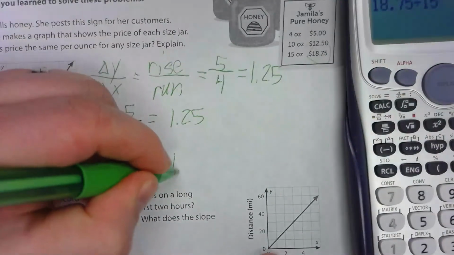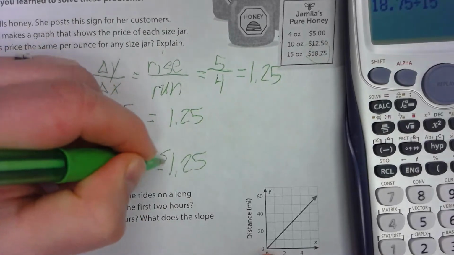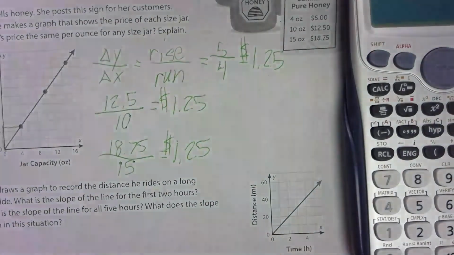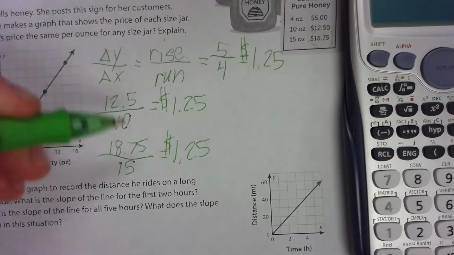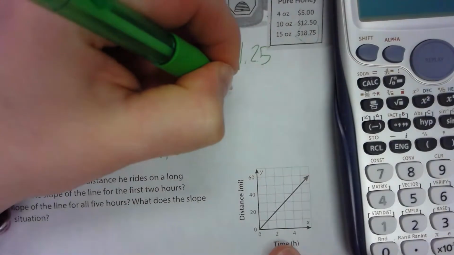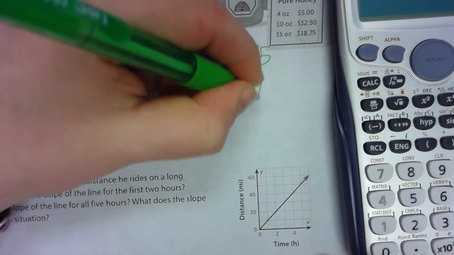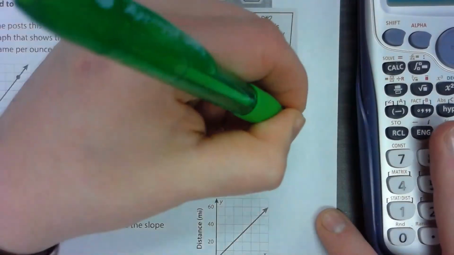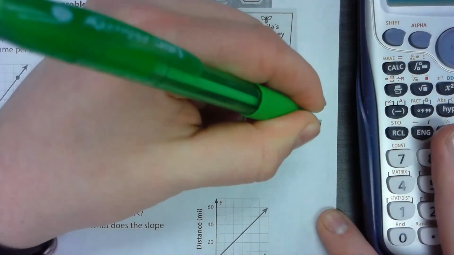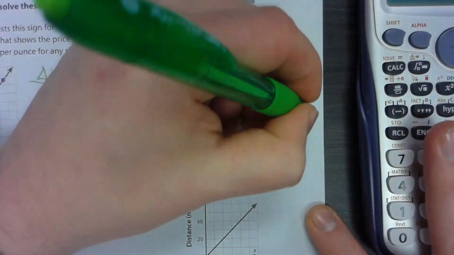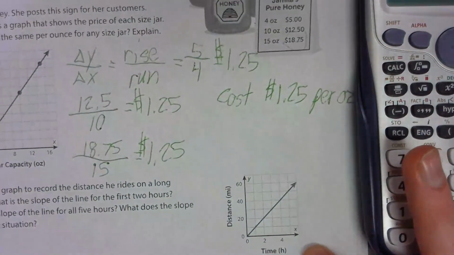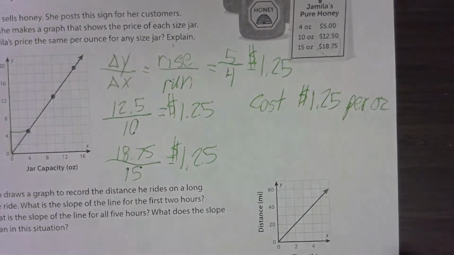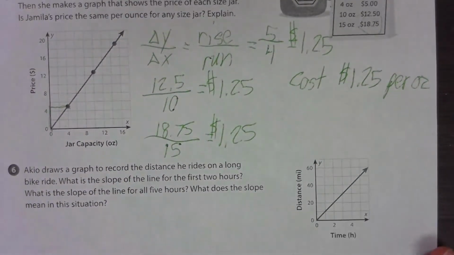Oh my goodness. It doesn't matter what point I pick. It's always going to cost $1.25 per ounce we buy of this honey. It's always going to cost us $1.25 per ounce. Okay.